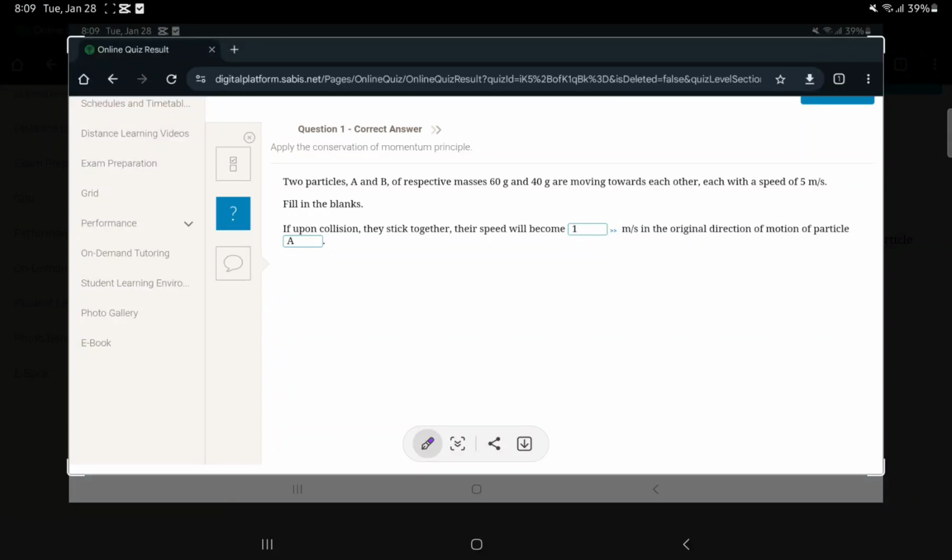Hello guys, I will be doing the physics quiz 3.22 and 3.23. The rest will be done by someone else. I will be doing this one for the periodic. Let's start with this question.